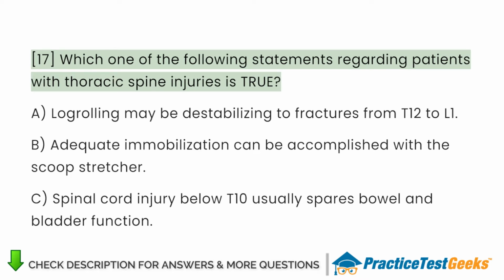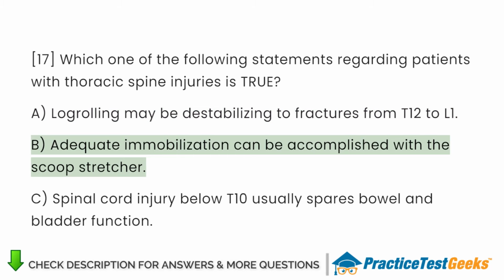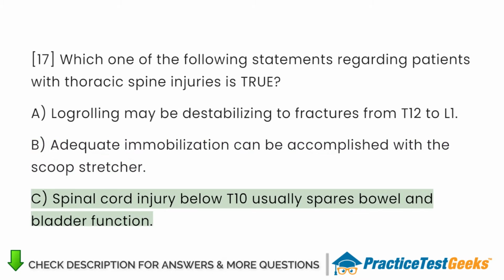Which one of the following statements regarding patients with thoracic spine injuries is true? A. Log rolling may be destabilizing to fractures from T12 to L1. B. Adequate immobilization can be accomplished with the scoop stretcher. C. Spinal cord injury below T10 usually spares bowel and bladder function.